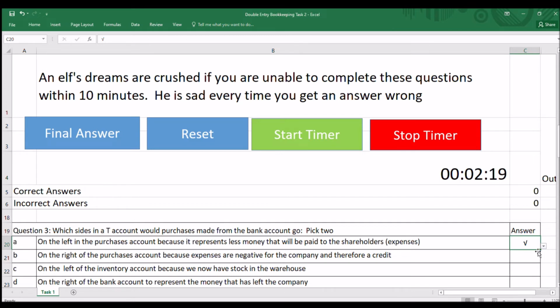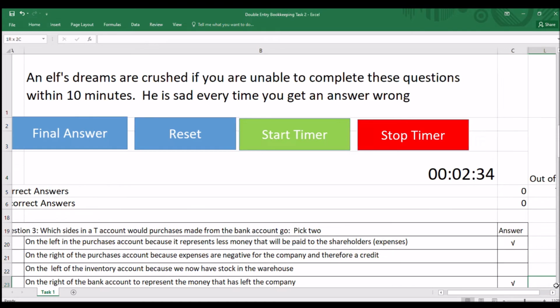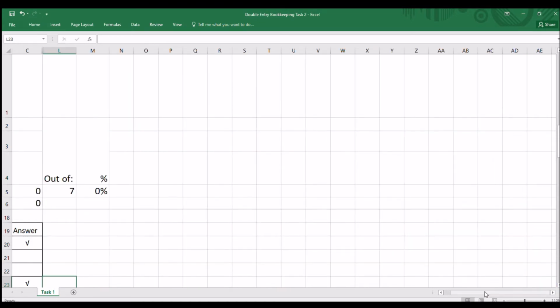And then the payments will be made straight from the bank. So it's a reduction in the bank, which is a money in item. A reduction in a money in item is a credit, and credits go on the right-hand side. So it would be on the right-hand side of the bank account to represent the money that's leaving the company. So that would be D. Go to the next question.